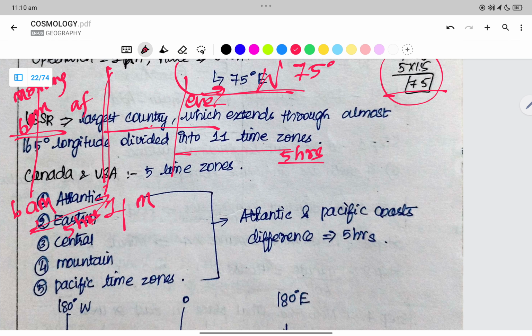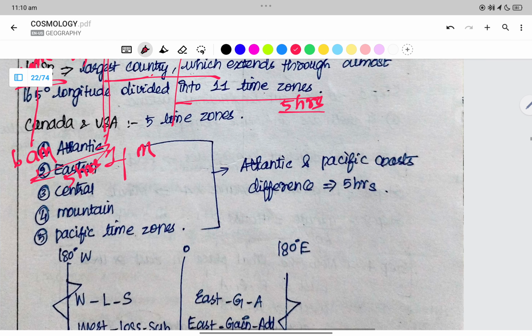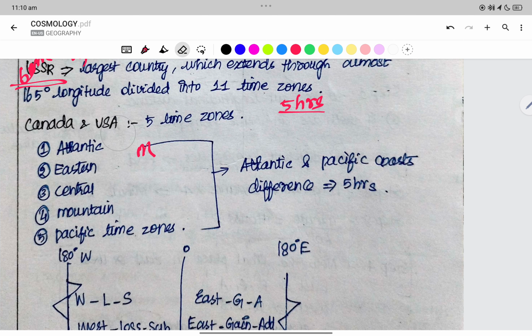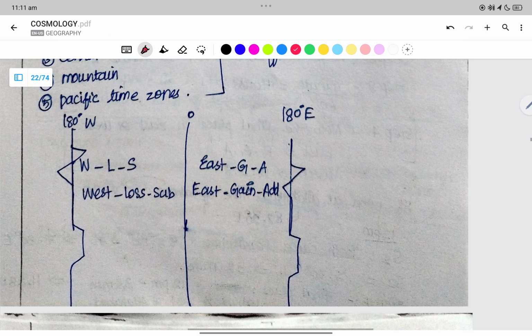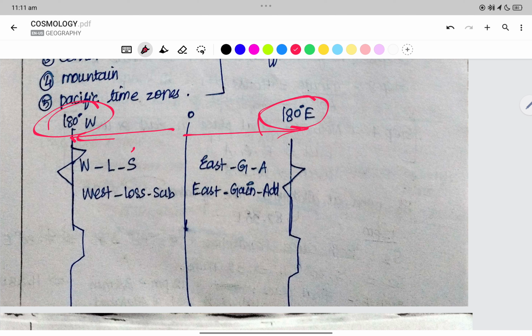USSR is the largest country, having 11 time zones. Canada and USA have 5 time zones each. These are the time zones: Atlantic, Eastern, Central, Mountain, Pacific. This is 180 degrees west and 180 degrees east; both are at the same place. Here we have west, here we have east, right? So west is loss, subtraction; east is gain, add. This is the International Date Line.